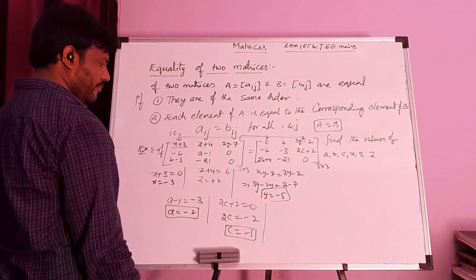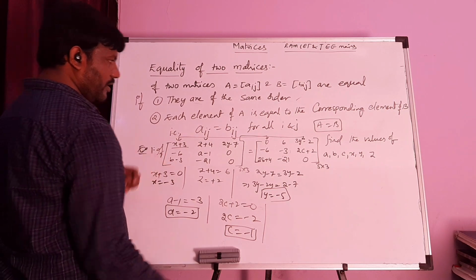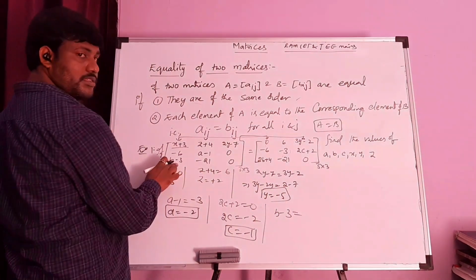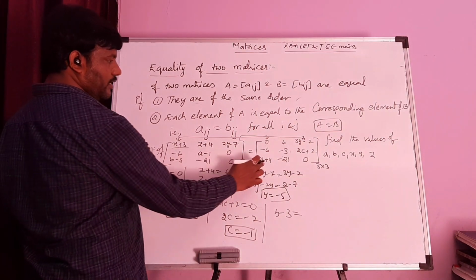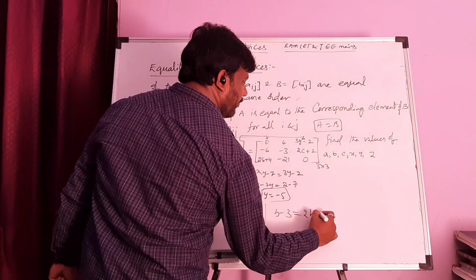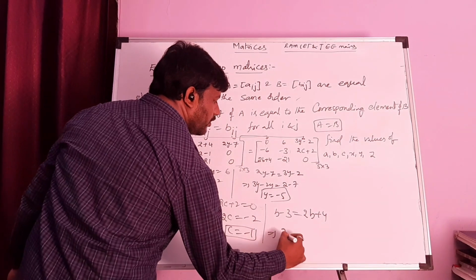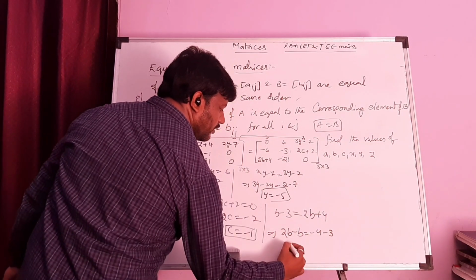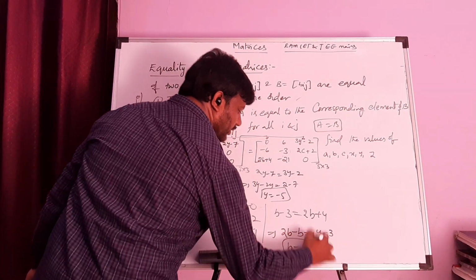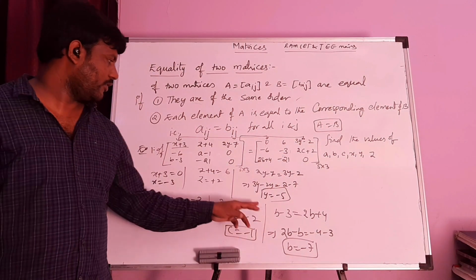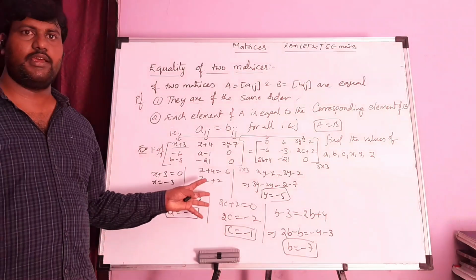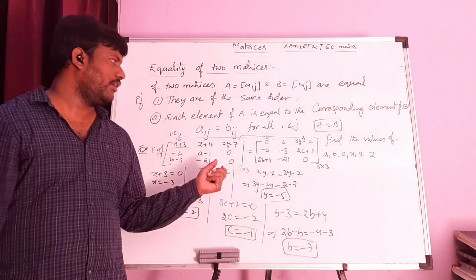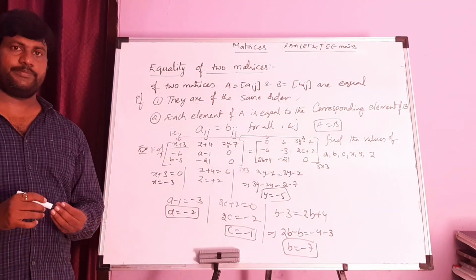Now we want a, b we want. So b minus 3 should be equal to the corresponding element, the third row, first column. Third row, first column here is 2b plus 4. When I am rearranging this, 2b minus b, 4 comes here is minus 4 minus 3. So that is b is equal to minus 7. Now we got a, b, c values and x, y, z. Okay, this is clear. How we have the question based on the equality of two matrices. This is very important. Okay, students note down.